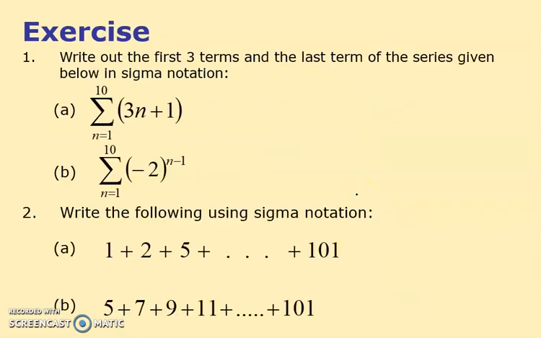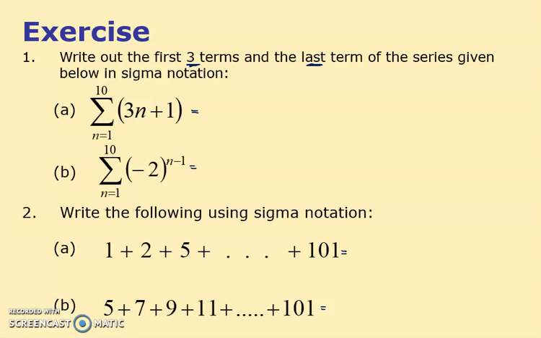So look, here's 4 for you to do. Just try to write out the first 3 terms and the last term of these 2 examples, and then the other way round, write these in sigma notation. So pause the video now. I'll do the same, then I'll come back and we'll go through them. Well, I hope you've done those. If you haven't, pause the video and do them.